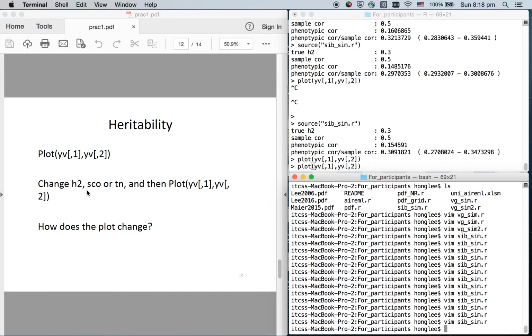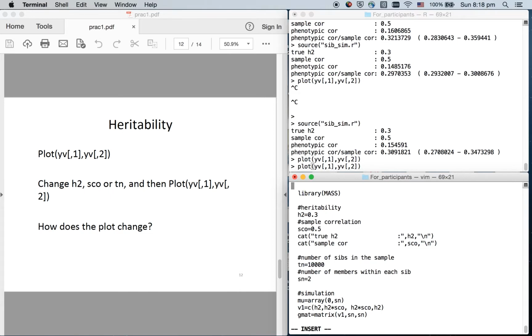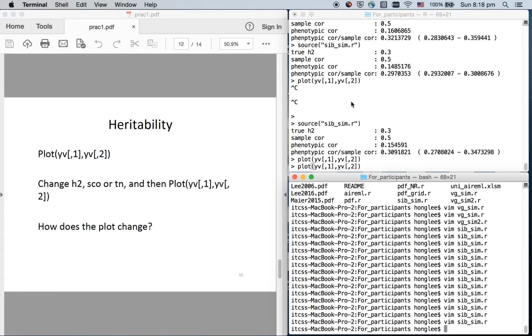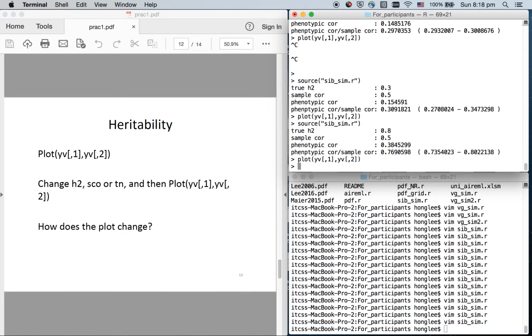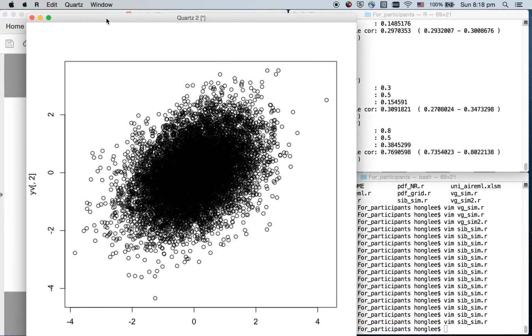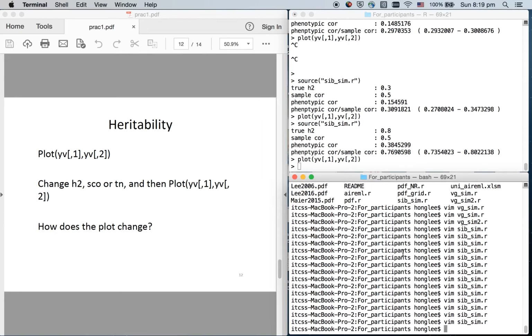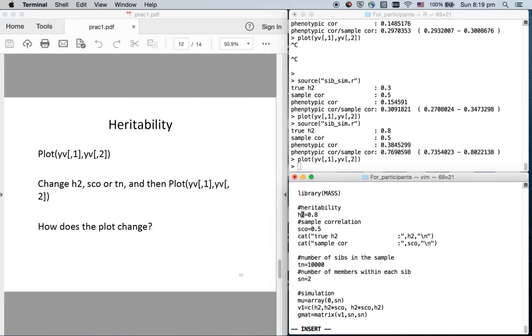Now we can also change the heritability to maybe higher, from 0.8. Then try again. Yeah, now the correlation is increased, right? Then next we get back to the same heritability as before, and we change the sample correlation to 1, like MZ twins, and try again.